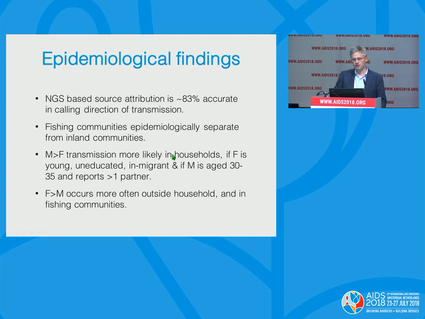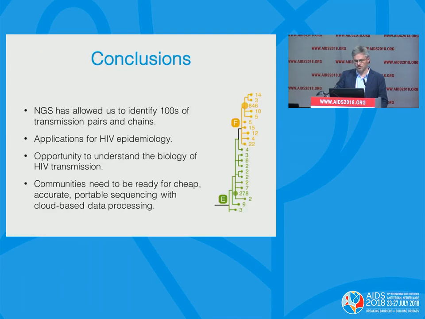Male to female transmission is more likely in households if the female is young, uneducated, or an immigrant, or if the male is aged 30 to 35 and reports more than one partner. Female to male transmission occurs more often outside of the household and in the fishing communities.